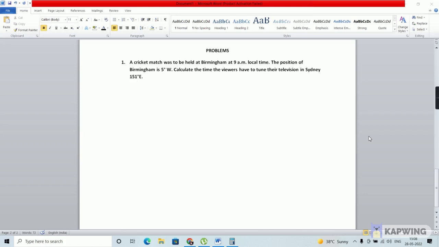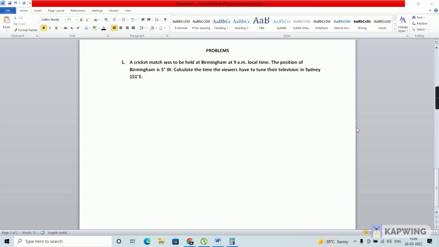Let's have a look at our first problem. It states that a cricket match was to be held at Birmingham at 9 a.m. local time. The position of Birmingham is 5 degrees west from the prime meridian, so it has a time that is slower than the Greenwich Mean Time. Now we have to calculate the time at Sydney. The longitudinal value of Sydney is 151 degrees towards east from the Greenwich Mean Time.